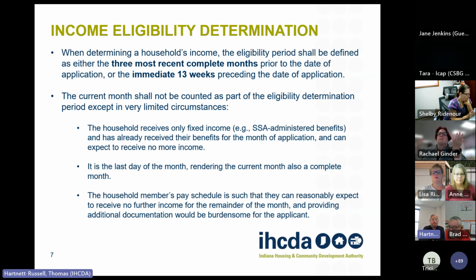So these circumstances would be A, the household receives only fixed income, such as SSA administered benefits, and they've already received their benefits for the month of application, and they can expect to receive no more income for that month. The second circumstance in which the current month could be considered is if it's the last day of the month, and that does render the current month as a complete month. And the third circumstance would be the household member's pay schedule is such that they can reasonably expect to receive no further income for the remainder of the month, and providing additional documentation would be burdensome for the applicant.